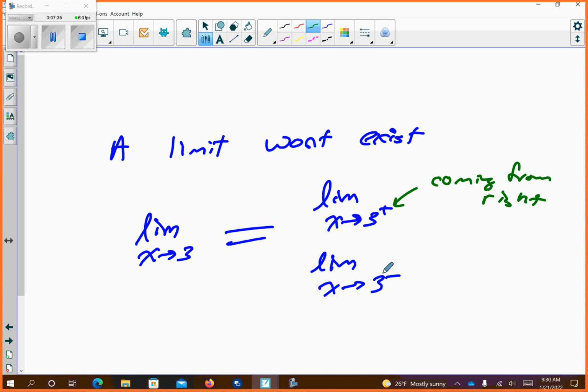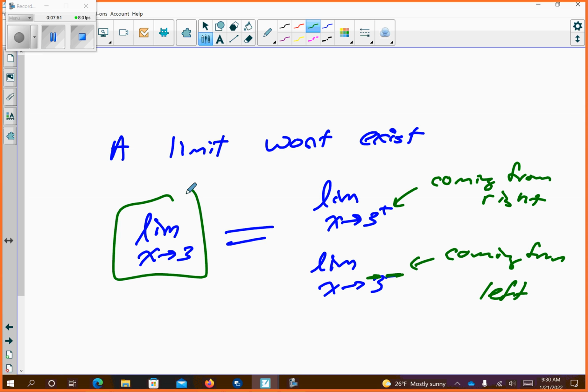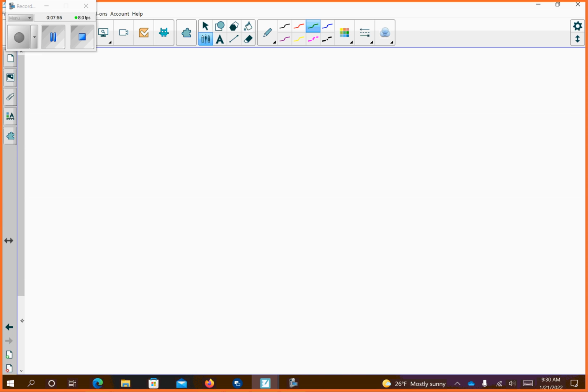And this is coming from the left. That's supposed to be a negative right here, coming from the left. If that happens, and it happens to be the exact same number, that means this is coming from both sides. Where that won't take place is if you have a situation where the graph does one of these.